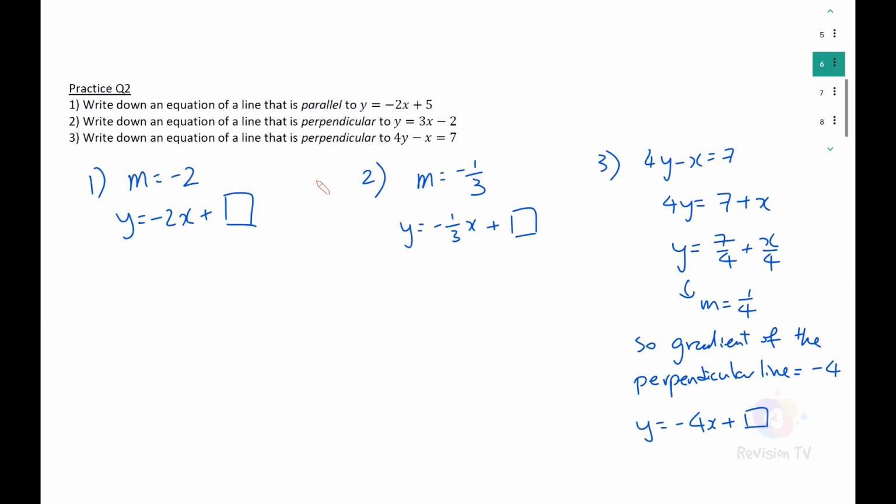Question 1. Okay, so parallel means same gradient, so y equals minus 2x plus any number. Box means any number apart from 5, obviously. So any number, you can put -7 in there if you want to, negative, positive number, any number, or even a fraction if you prefer.